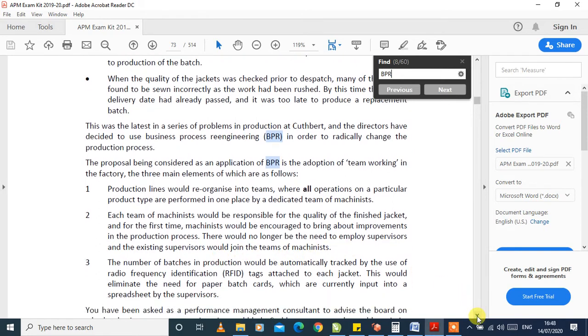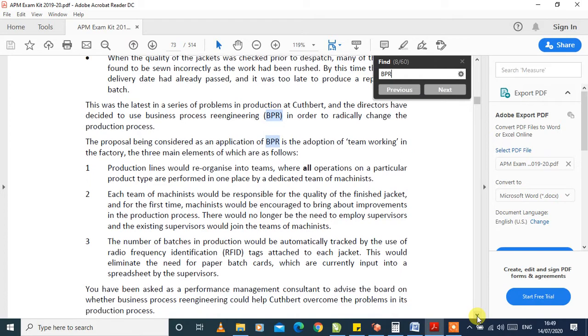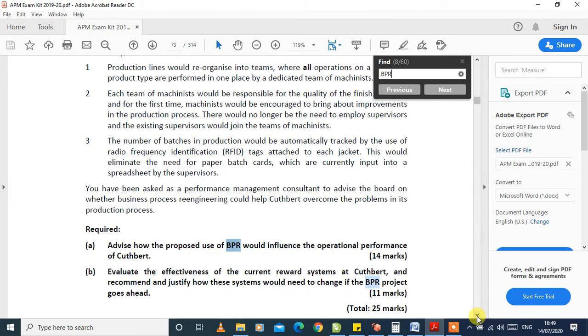The number of batches in production would be automatically tracked by the use of radio frequency identification (RFID) tags attached to each jacket. This would eliminate the need for paper batch cards, which are currently input into a spreadsheet by the supervisors. You have been asked as a performance management consultant to advise the board on whether the business process re-engineering would help Cuthbert overcome the problems in its production process.